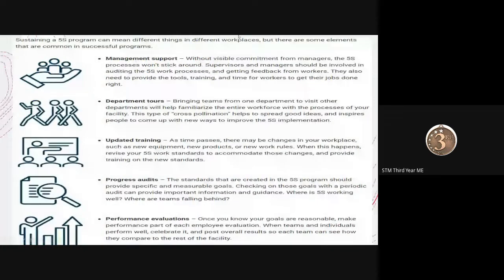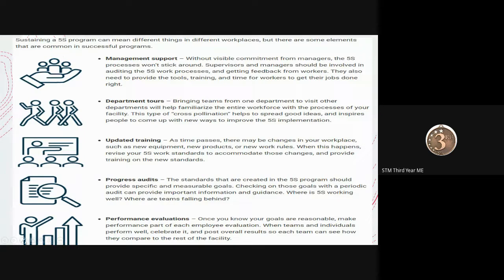So some of the elements that are implemented for sustaining 5S programs are: one is management support. By means of management support, we are keeping the 5S system. If management does not enforce people to do the 5S system, the people obviously will not follow that particular procedure. Hence, first management has to affix that particular 5S system, or sort, clean, etc., has to be set up by the management itself. So that is coming under management support.